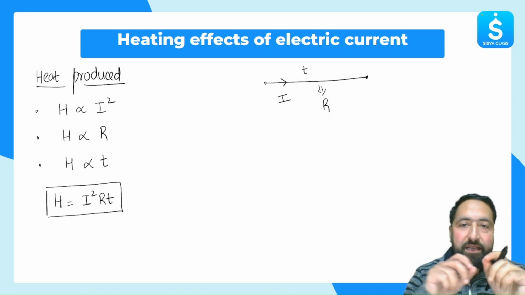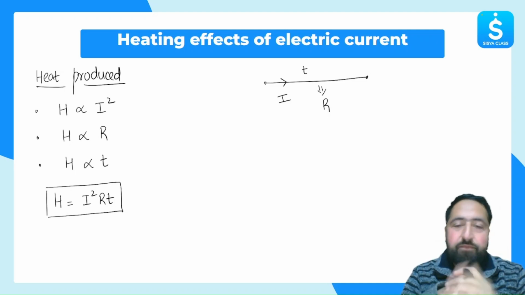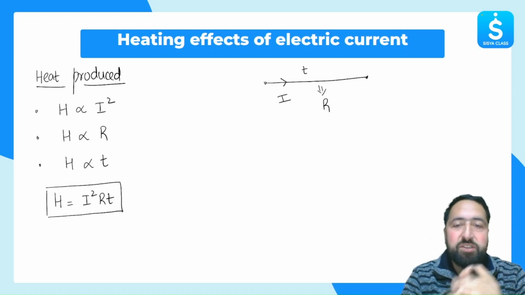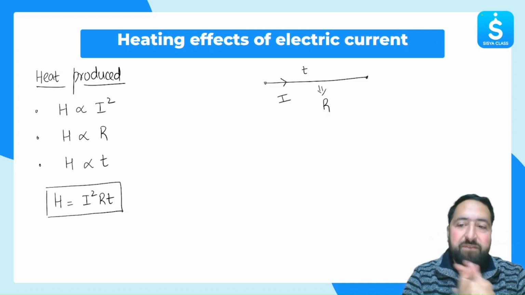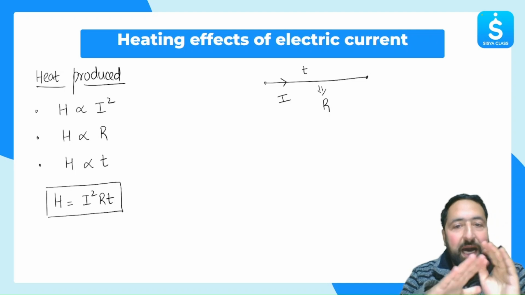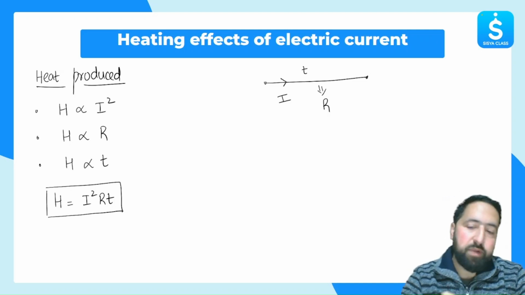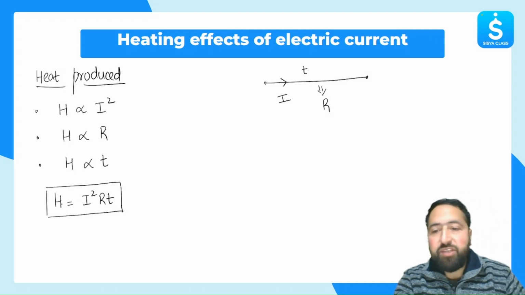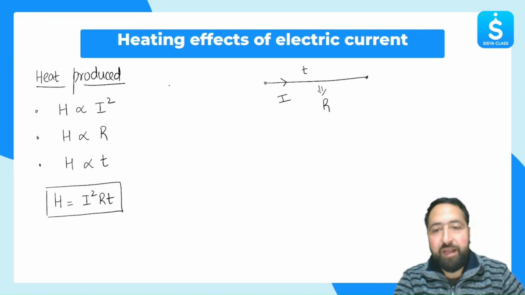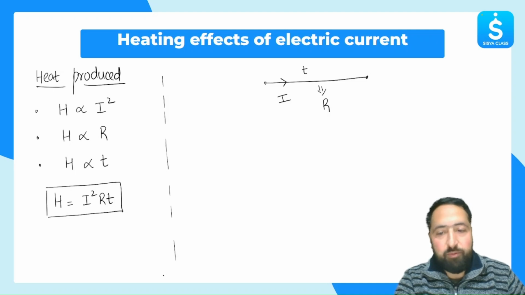See, heat is directly proportional to the square of the current, directly proportional to the resistance, and directly proportional to the time as well. So for all these three parameters, heat produced is directly proportional. I hope you got it. So what is the formula of Joule's law of heating? It is H equals I square R T. Got it? Very good. Now let us see the other form of this.